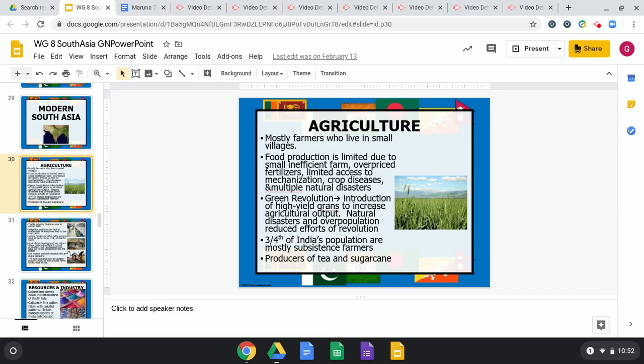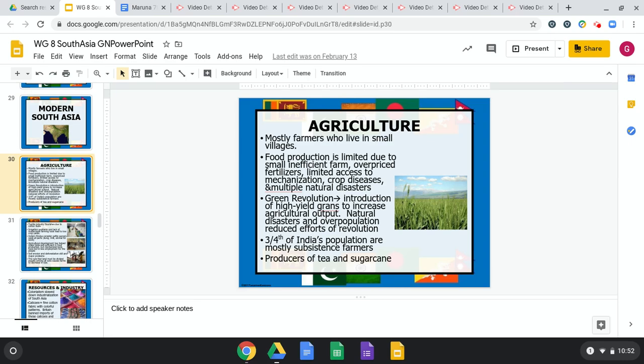So it's largely an agricultural economy. Not a whole lot of industry goes on. However, as we talked about in our prior lesson, there are a lot of valuable resources there, but largely the cash crops are the most important moneymaker and contribution to the economy for South Asia.